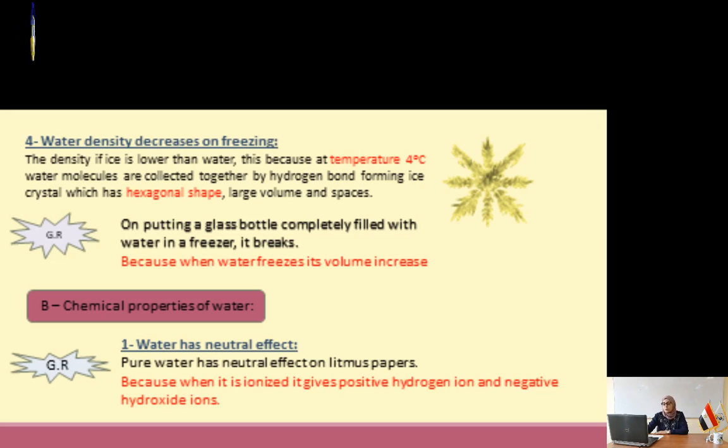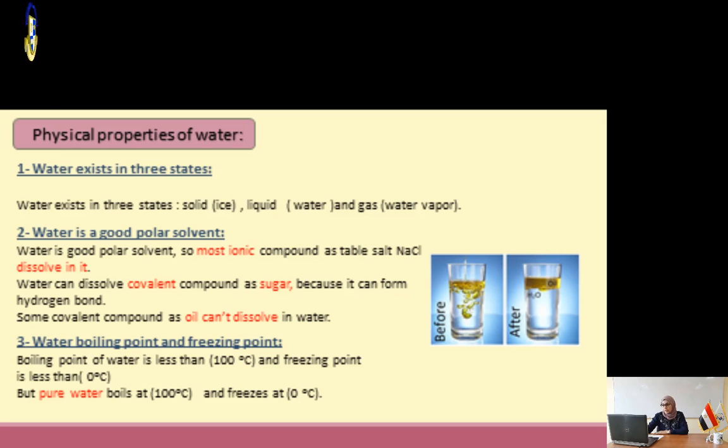Here, water is a good polar solvent, so most of the ionic compounds dissolve in water. Water can also dissolve a covalent compound such as sugar because it forms hydrogen bond. Some covalent compounds like oil don't dissolve in water because they can't make hydrogen bond. 3. Water boiling point and freezing point.